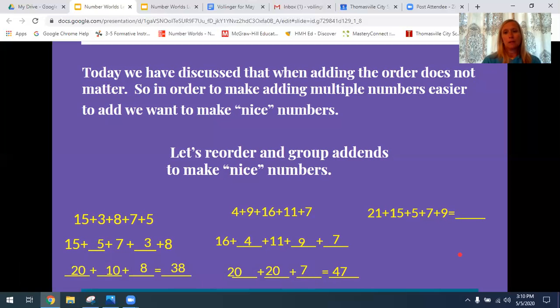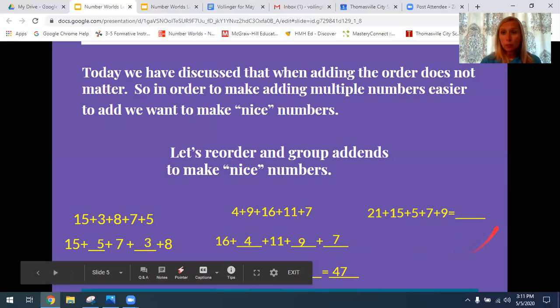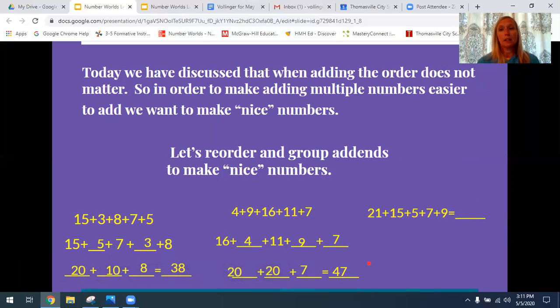Okay? Now, I hope you all understood what we were doing today when we were trying to add numbers to find tens to make it easier to add, and knowing that the commutative property is when you can switch all those numbers around. It doesn't matter what order you add them in, you're still going to get the same sum. But finding the tens, finding nice numbers, will help you with your mental math.